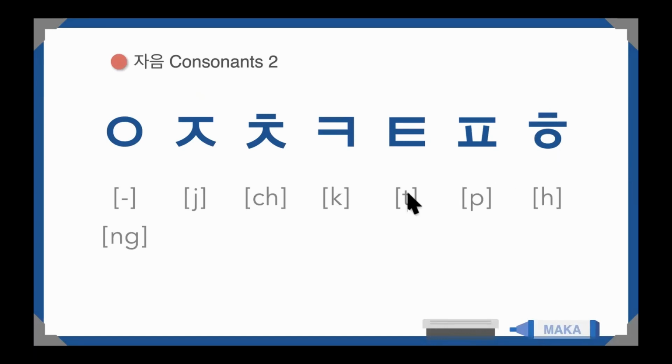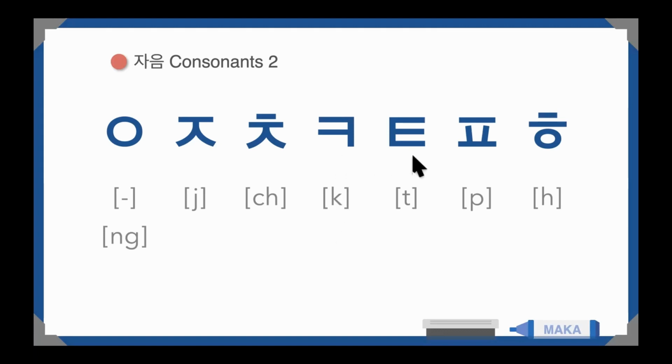Please repeat after me. The first consonant has no sound. It's a kind of placeholder or silent. And the next consonant is pronounced z, like the J sound. Next one, this is ch, like the CH sound. The next consonant is k, similar to the K sound.